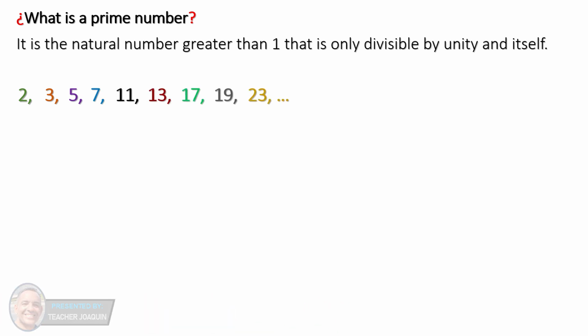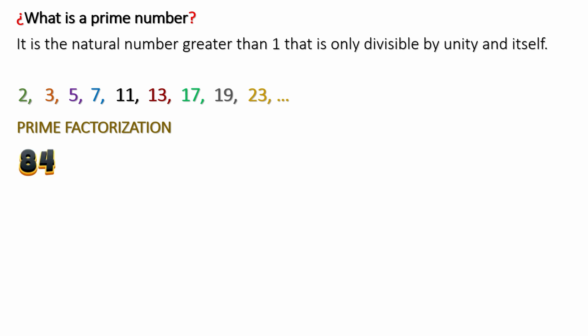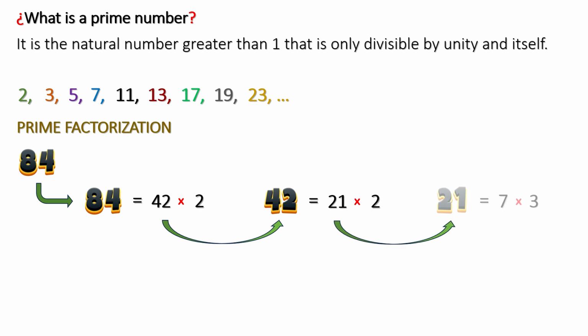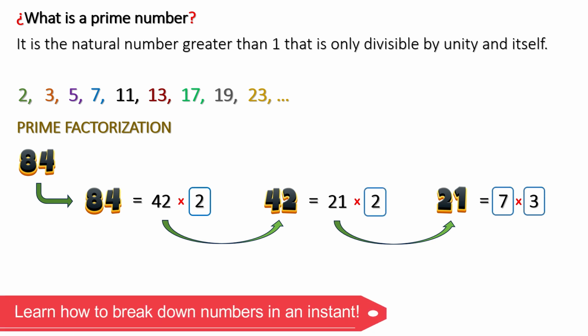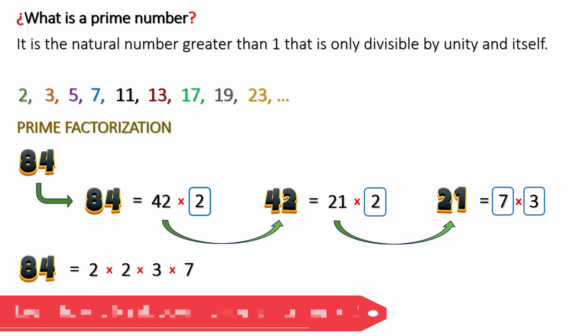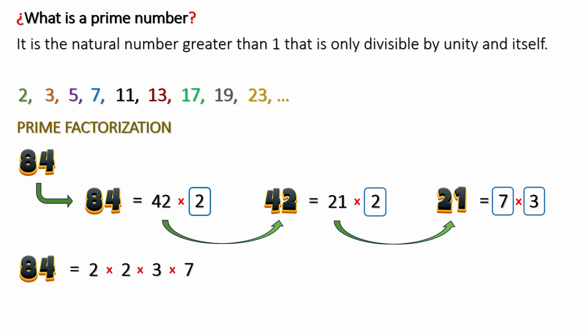Understanding prime numbers is key because in prime factorization, we are going to use those numbers as fundamental building blocks. Now, prime factorization consists of expressing a number as a product of prime numbers. For example, the number 84 can be decomposed into the product of 42 times 2, 21 times 2, and 7 times 3, where the number 2, the number 3, and the number 7 are prime and cannot be simplified any further. This process can be better visualized in a tree diagram, which we will see later.